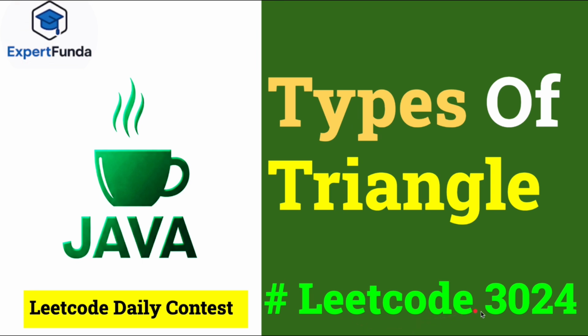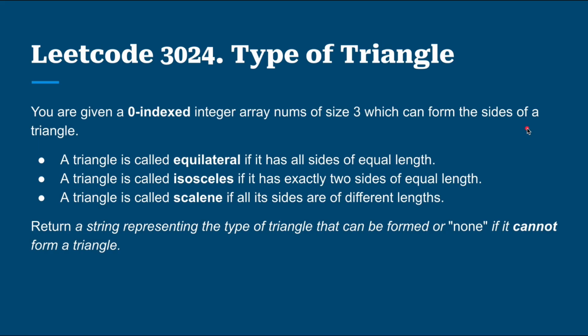So this is problem number 3024 of Leetcode, in the daily contest questions, and the question is Type of Triangle. So what is the question saying? First of all, the question is saying that a triangle is valid if the sum of the lengths of any two sides is greater than the third side. So this will make a valid triangle.